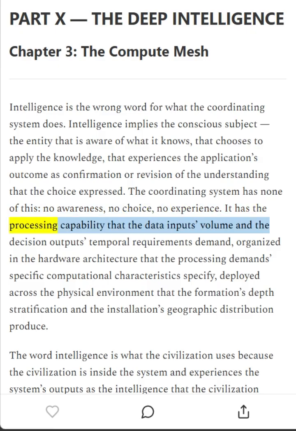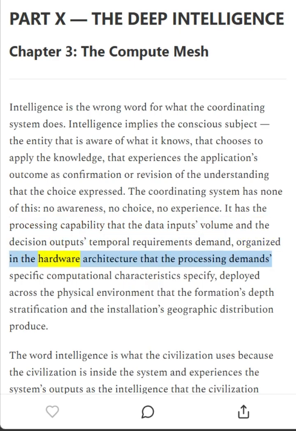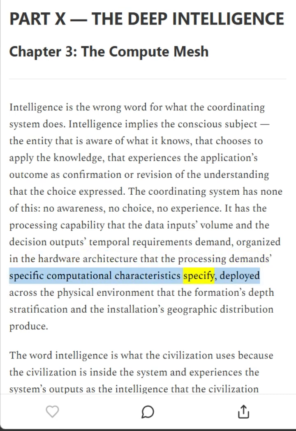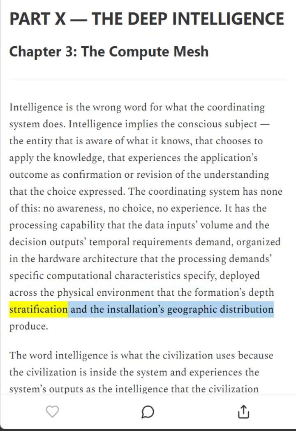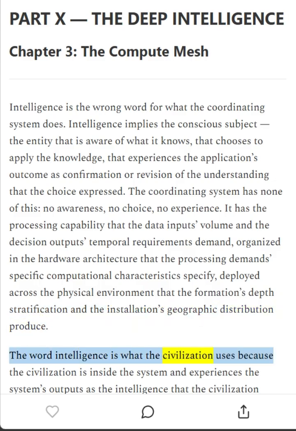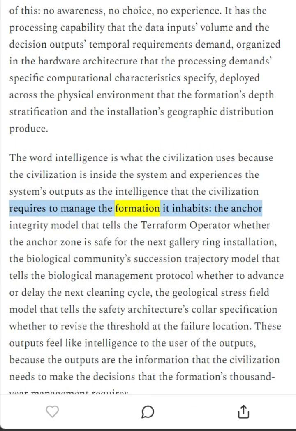It has the processing capability that the data input's volume and the decision output's temporal requirements demand, organized in the hardware architecture that the processing demand's specific computational characteristics specify, deployed across the physical environment that the formation's depth stratification and the installation's geographic distribution produce. The word intelligence is what the civilization uses because the civilization is inside the system and experiences the system's outputs as the intelligence that the civilization requires to manage the formation it inhabits.